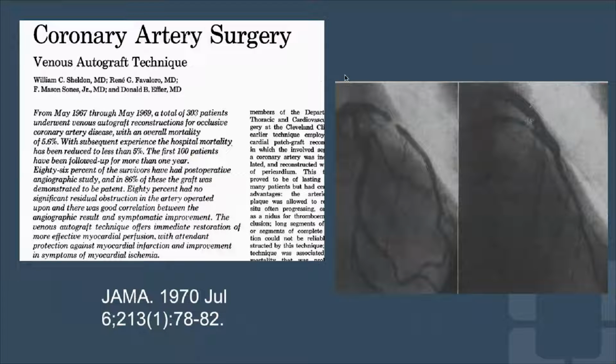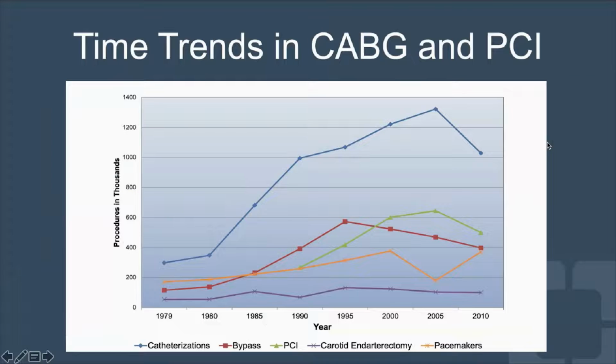In 1970, he published his study of coronary artery bypass on 300 patients and showed excellent clinical outcomes with a mortality of less than 5%, which was quite remarkable at that time. This was one of the angiograms of the first patient. The patient had a very tight disease in the LAD, and the vessel was bypassed with a saphenous vein graft.